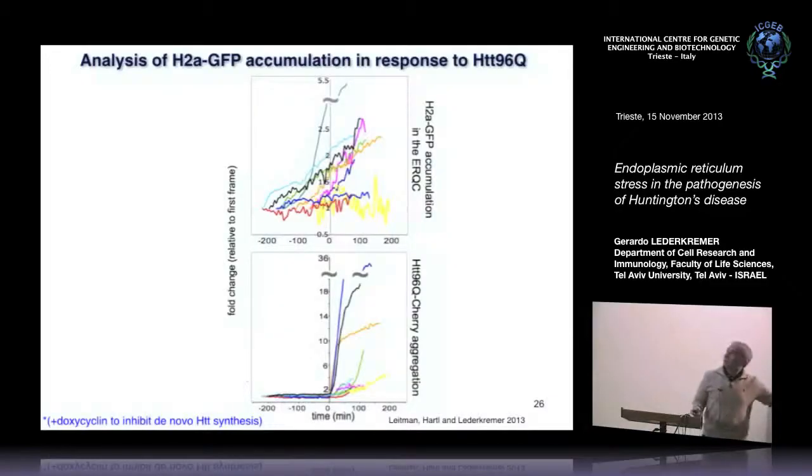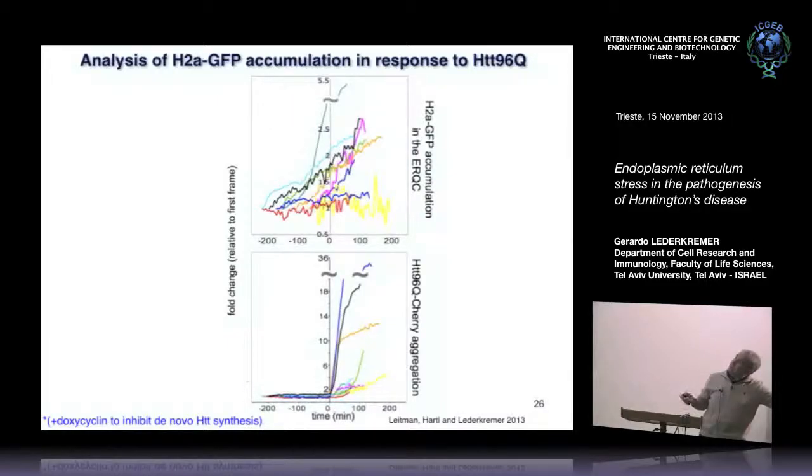And if we look at the ER protein, we can see that much before zero, much before the aggregation of the huntingtin, we get the accumulation in the ERQC. Okay? So there's an accumulation starting about 2 hours before the aggregation. If we look at cells that don't aggregate the huntingtin at all, we don't get this. So it's something that happens before the aggregation, but the aggregation has to happen. It's during the aggregation process. It's in the formation of the oligomers, as I showed you before.